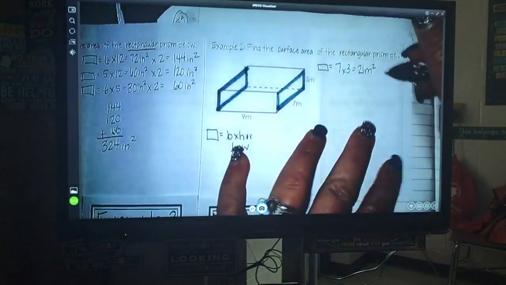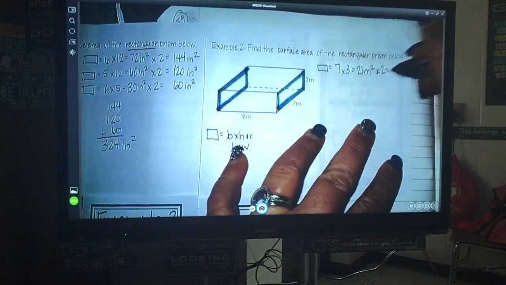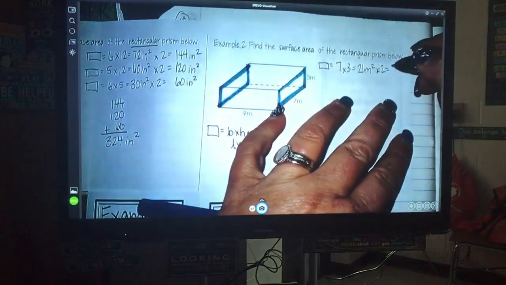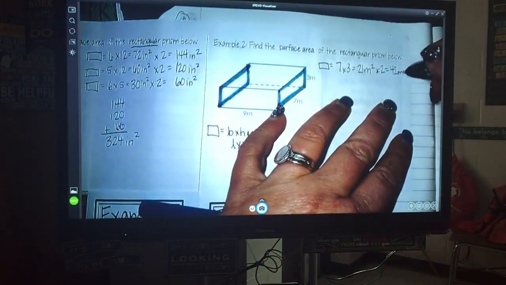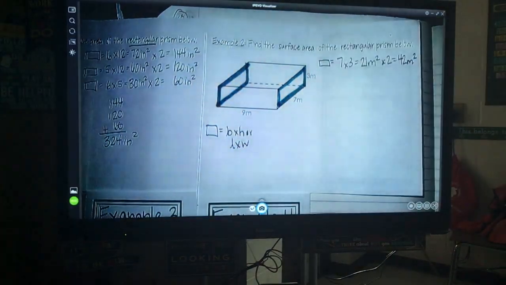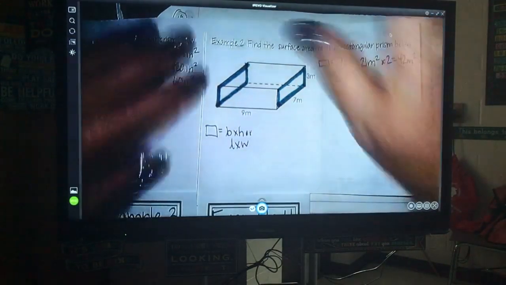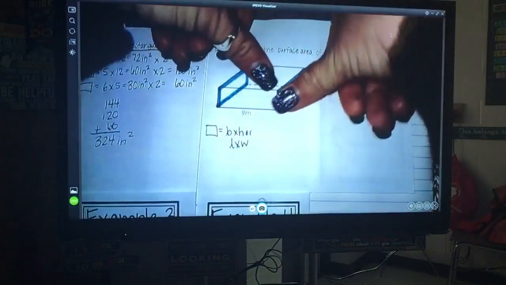So I can multiply this 21 times 2. Raise your hand and tell me what is 21 times 2. Joseph? 42. No. Meter squared. There you go. That's better.